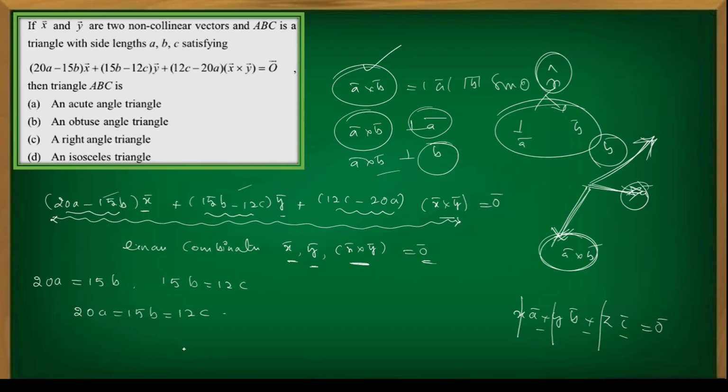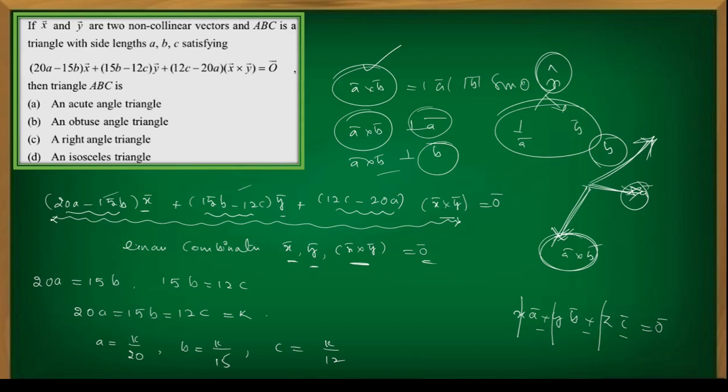So from this now you can get the relation you want. If you suppose it equals something, say k, then you get a is equal to k by 20, b is equal to k by 15, and c is equal to k by 12. Is it a right angle triangle or isosceles triangle? It's not going to be an isosceles triangle, that is clear.